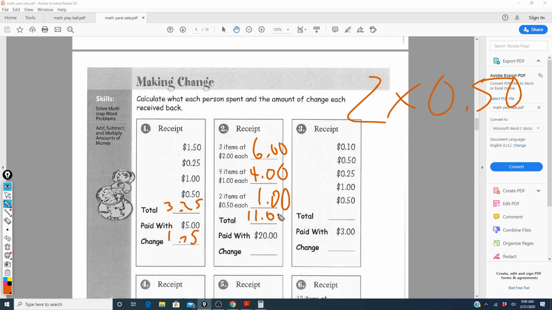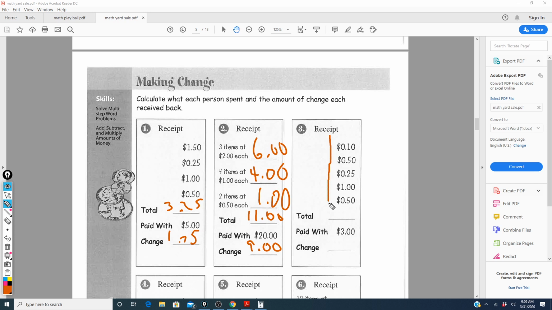When you have your $11 and you subtract that $11 from the $20 you paid, 20 minus 11 is $9 of change. That, my friends, is receipt number 2. Receipt number 3.